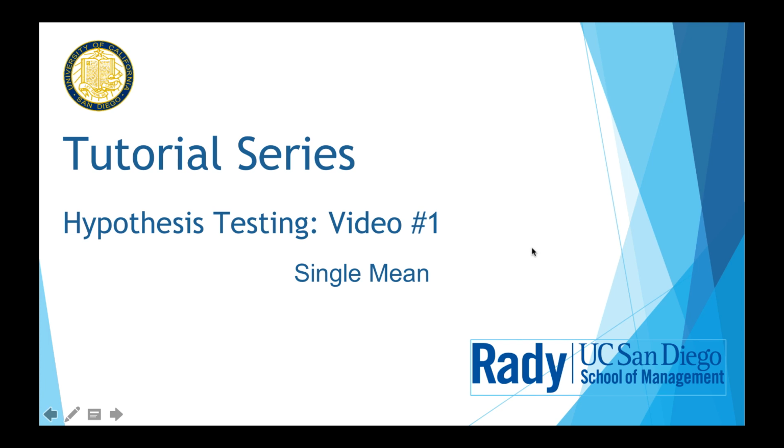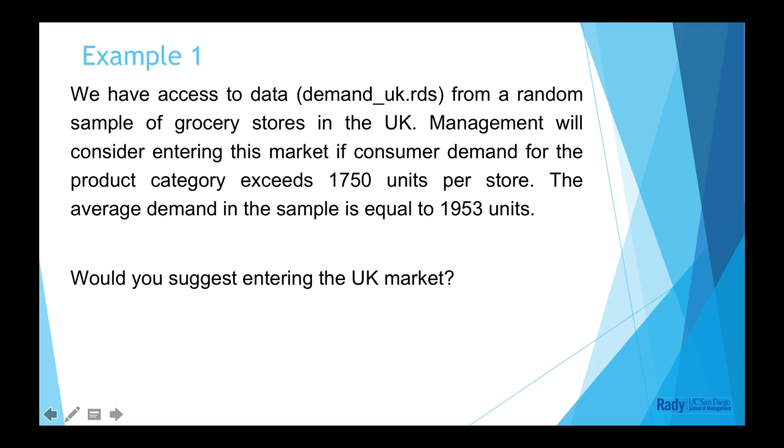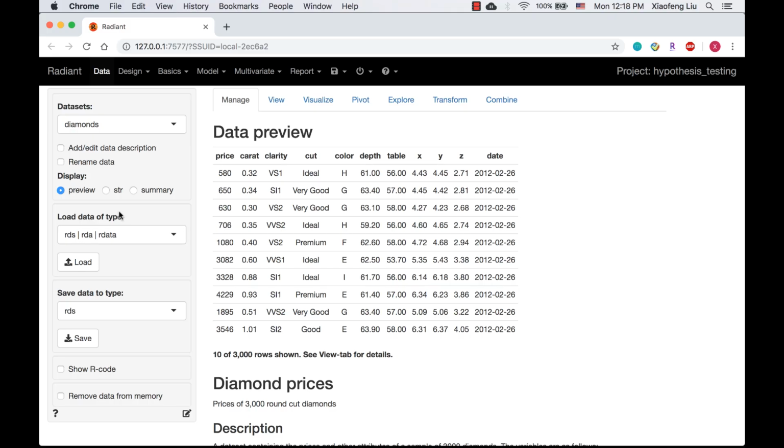In this video, I'm going to demonstrate how to conduct a hypothesis test on single means. The data is from a random sample of grocery stores in the UK. Management will consider entering the market if customer demand for the product category exceeds 1750 units per store. The average demand in the sample is 1953 units. The question is whether you would suggest entering the UK market.